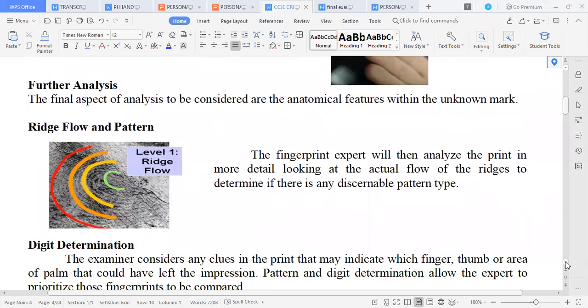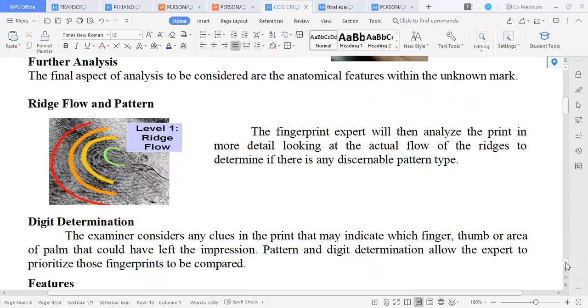So in analysis, remember about ridge flow and pattern, and it has something to do with level 1. So with this particular image, it seems that the ridge flow belongs to a whorl. That is why the flow is somewhat circular. Okay, so it would probably fall under a whorl pattern.